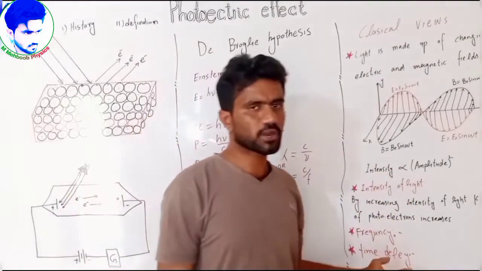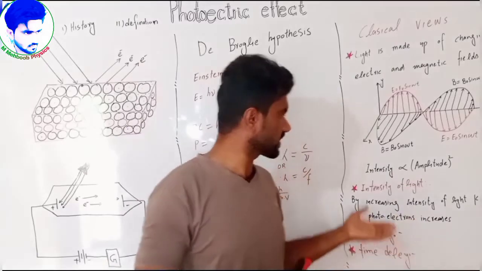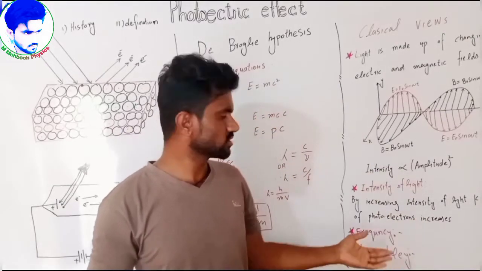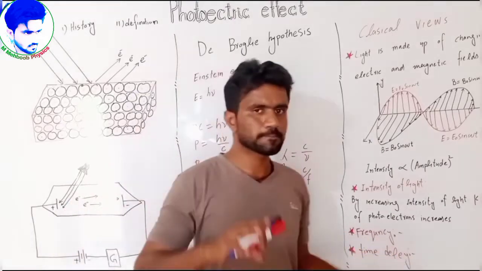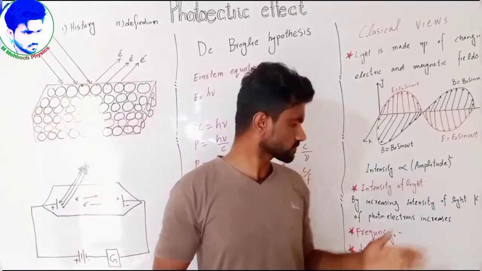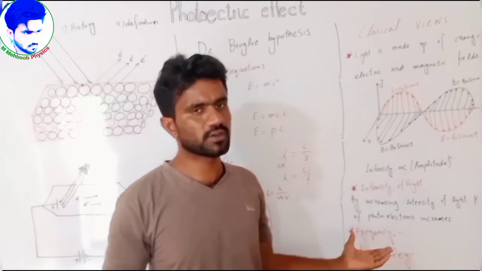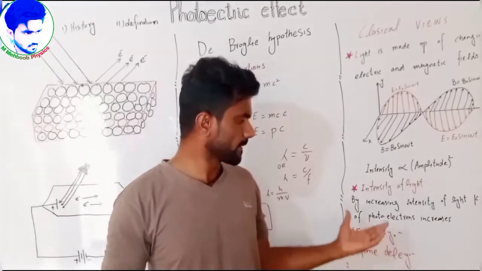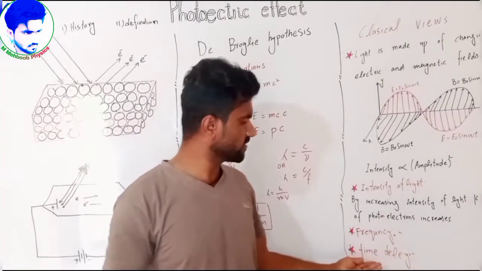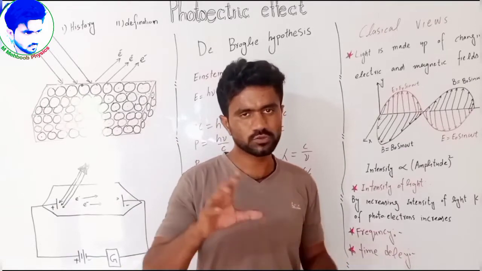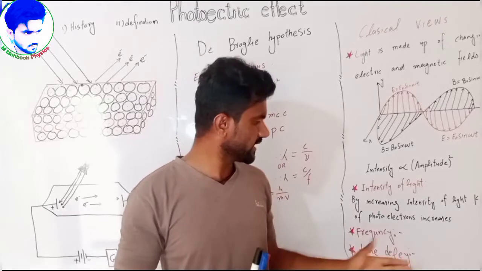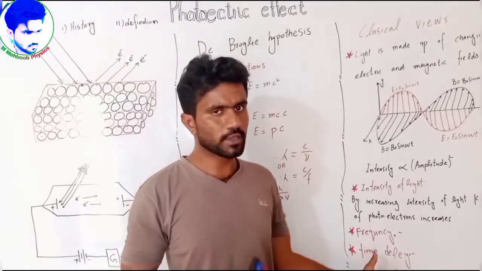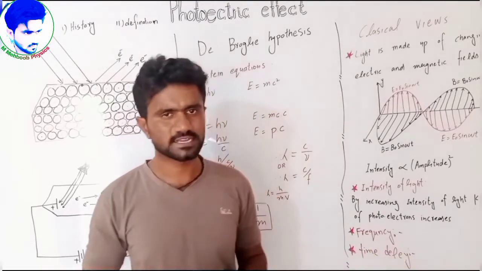And in the case of frequency, it does not make any sense in classical physics. Change of frequency does not matter. Classical physics says that at any frequency you can observe the photoelectric effect, but the condition is that there will be a time delay. If you are using light of a very low frequency, it takes so much time to eject an electron from the metal surface.